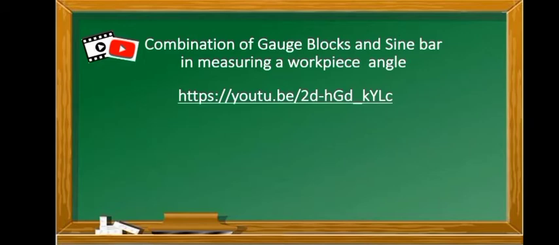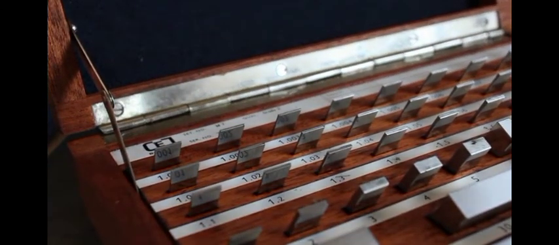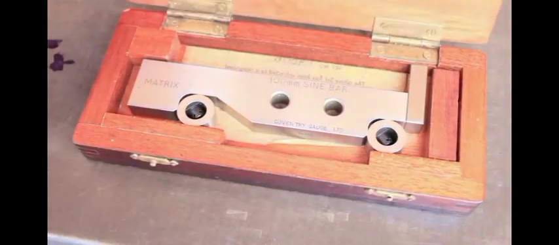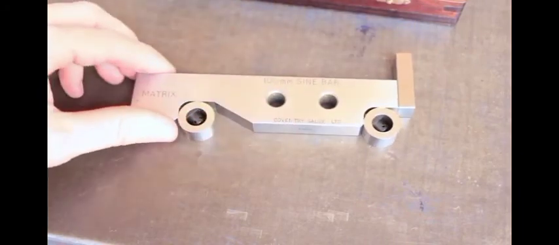So let me show you this application video. To do this, we're going to need a set of gauge blocks or slip gauges, and we're also going to need a tool called a sine bar. The sine bar that we'll be using is a 100mm metric sine bar, and that's going to allow us to measure the angle.